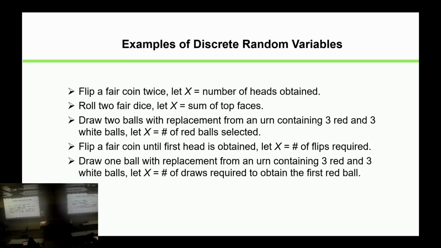Draw one ball with replacement from an urn containing 3 red and 3 white balls. Let X equal the number of draws required to obtain the first red ball. If you think about this one, this here is really identical to this experiment here. Again, you've got a 0.5 probability of getting a red on any draw, but who's to say you just don't keep getting a white and getting a white and getting a white, and who knows how many times you have to go before you get that first red ball.